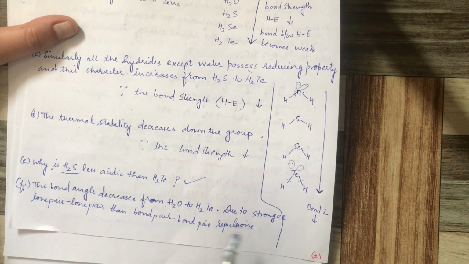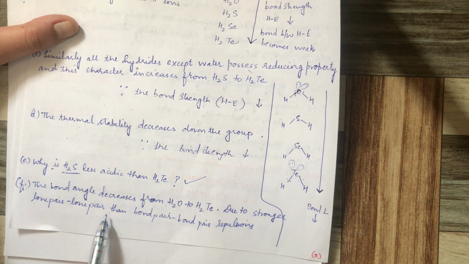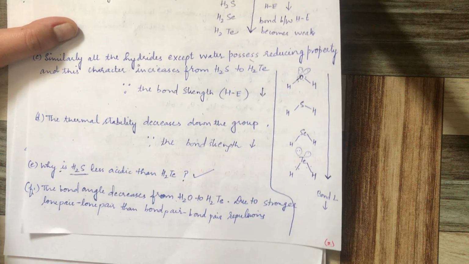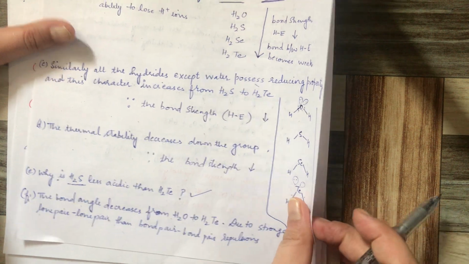So what is it? Due to stronger lone pair repulsions than bond pair repulsions. So I hope you have understood.